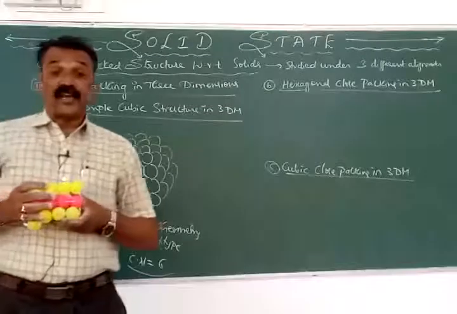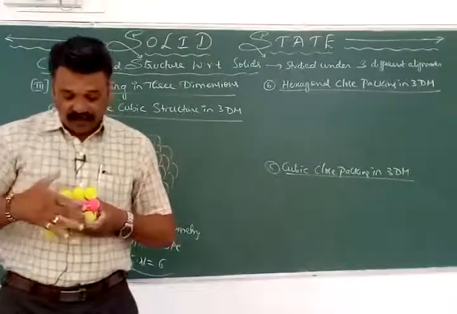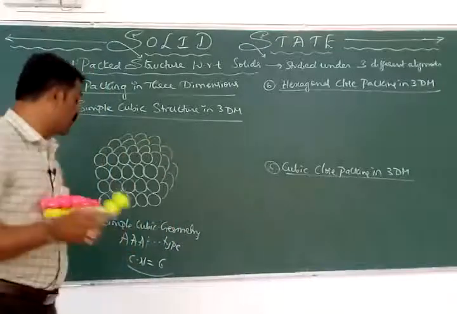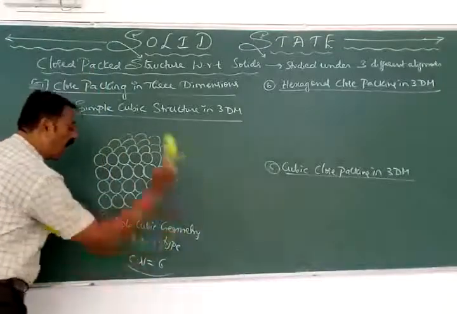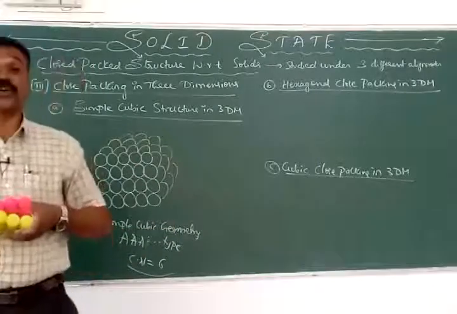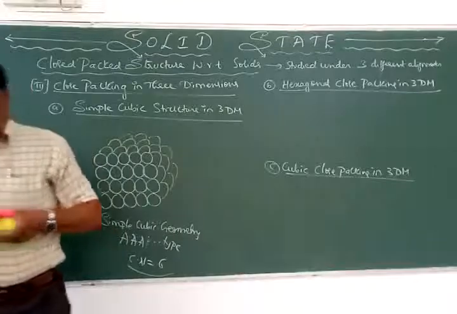Can you say that the first layer, second layer and then the third layer will be almost the same? Not almost, it is always the same. That is why first it is called as A type system. And what is the coordination number here? And what is the geometry of that?